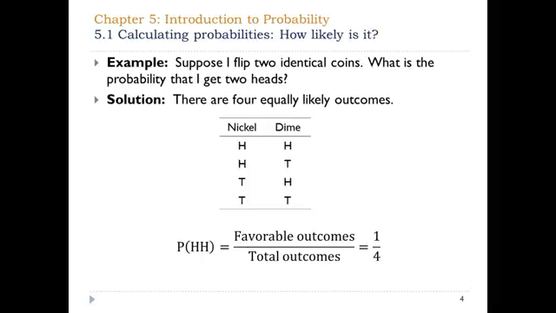Now the outcome that we're interested in is heads heads. There's one such outcome out of four. Favorable outcomes divided by total outcomes is equal to 1 over 4.